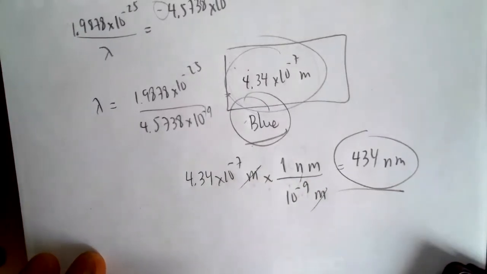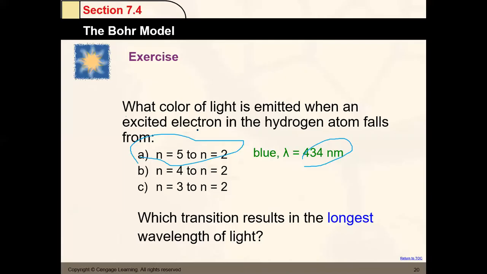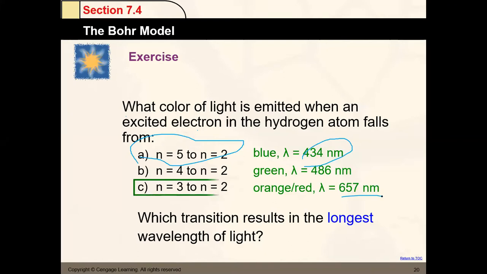Let's continue with the presentation. If we do the same calculation, you will be able to determine that one transition is a green color, 486, and the last one is an orange-red color, 656. The transition from 5 to 2 involves more energy levels, which is why the energy is higher, in the blue range. From 3 to 2 is really weak, orange-red, so 657 nanometers. Which transition has the longest wavelength of light? Definitely this one. Longest wavelength means less energy, so they're definitely going to box this one.